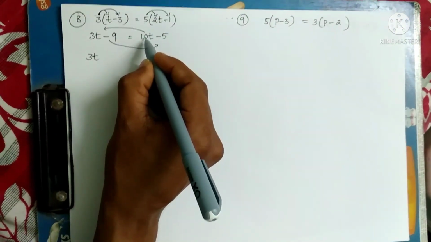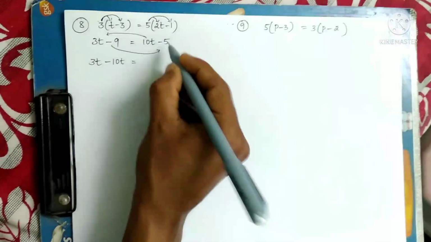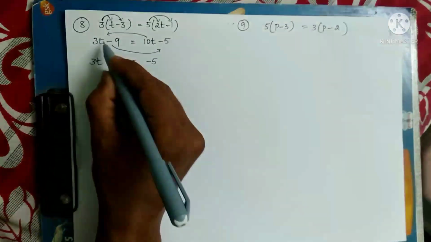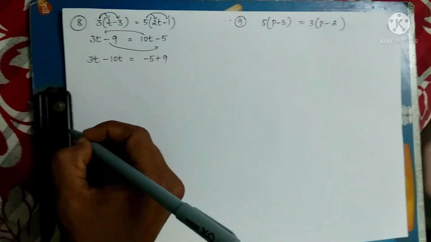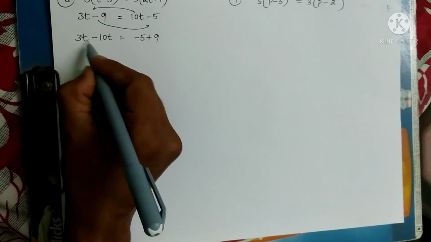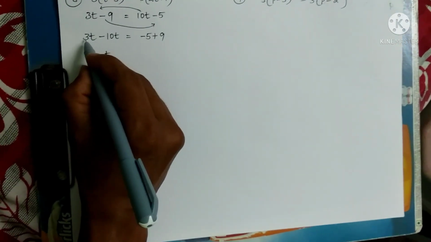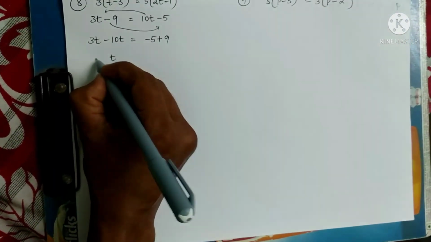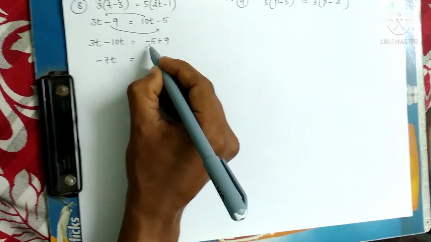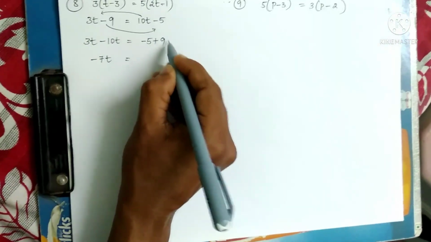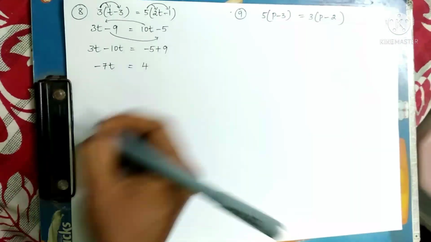If I transpose plus 10t to the LHS, it becomes minus 10t, which is equal to minus 5 as it is. And by transposing minus 9, it becomes plus 9. Okay, so the variables are the same, t and t, so write t as it is. Now by subtracting the constants, 3 minus 10 is minus 7, which is equal to, so you can see minus 5 is a negative integer and plus 9 is a positive integer. So 9 minus 5 is 4.